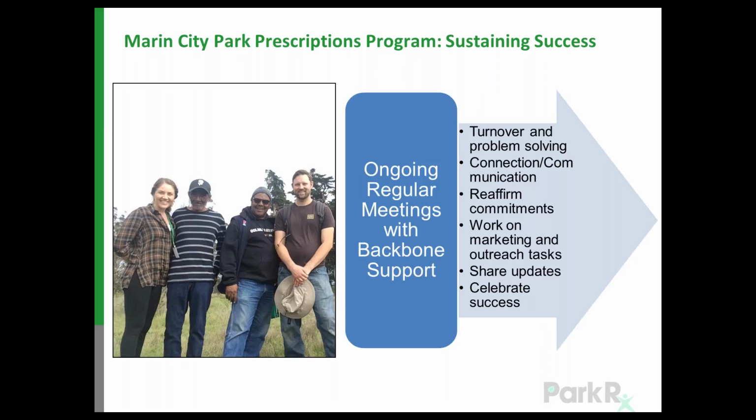So regarding sustaining the effort, this was a pretty simple key component, and that's just having ongoing meetings. They're important for a number of reasons. First of all, there will most likely be staff changes, and so regular meetings really help with continuity.